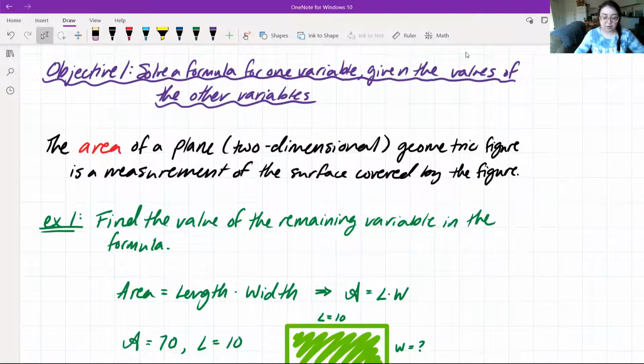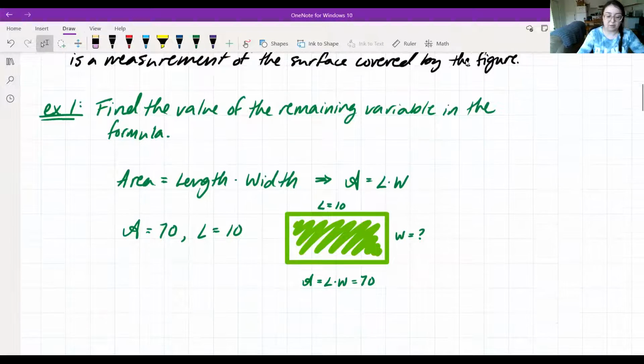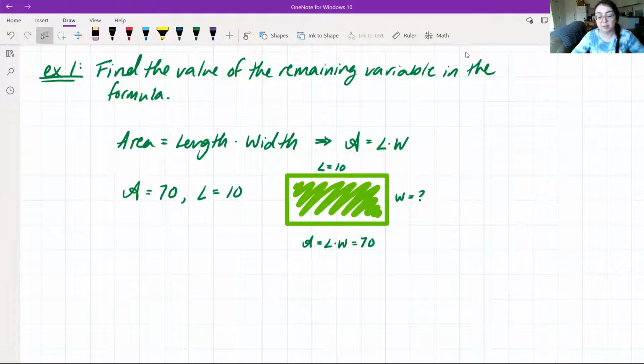So in example 1, we want to find the value of the remaining variable in the formula. In this case, we have a rectangle. So we're saying that our area is equal to the length times the width of our rectangle, and we're going to describe this as just A is equal to L times W. A is a fancy A, so you can write a regular A if you would like. We have A is equal to 70 and our length is equal to 10. These numbers can sometimes follow along with units if you have applied problems, but we don't really have an applied problem in this case, so we're not going to give them units.